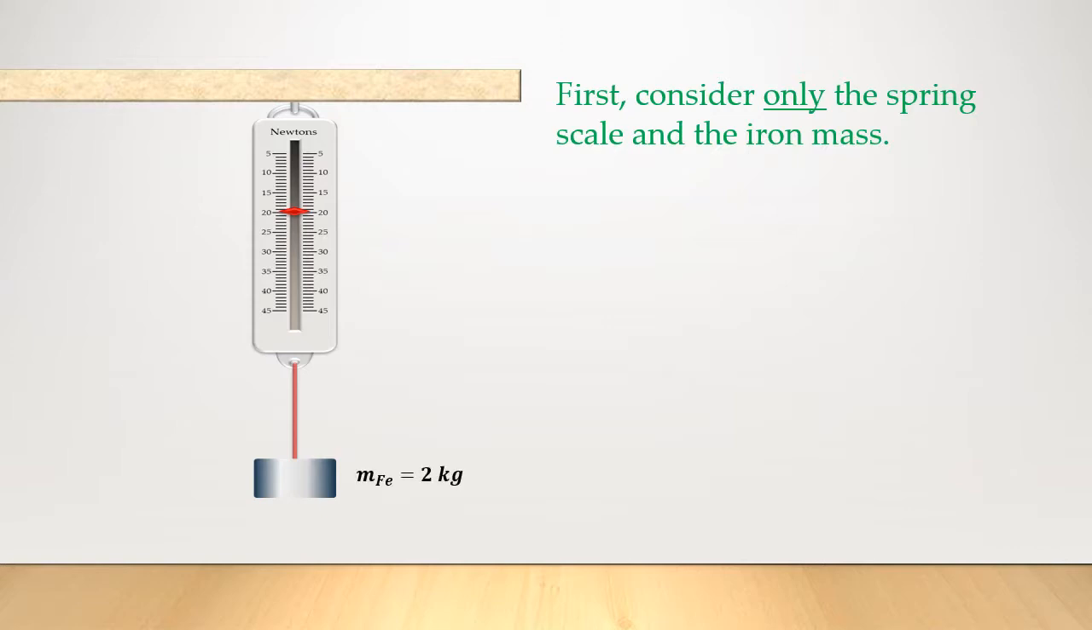So the mass from the problem said it was 2 kilograms, and so its weight is that 2 kilograms times the acceleration of gravity. And what we do is we get negative 19.6 newtons. The acceleration of gravity is negative 9.8 meters per second squared, and so the weight of this object will be negative 19.6 newtons.